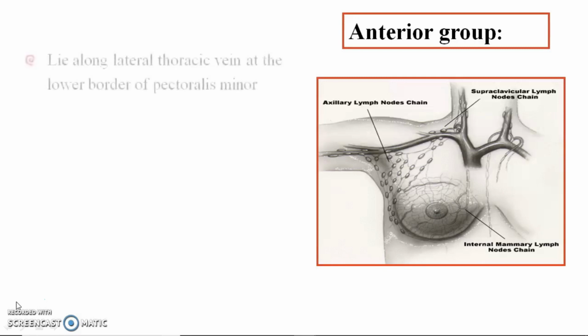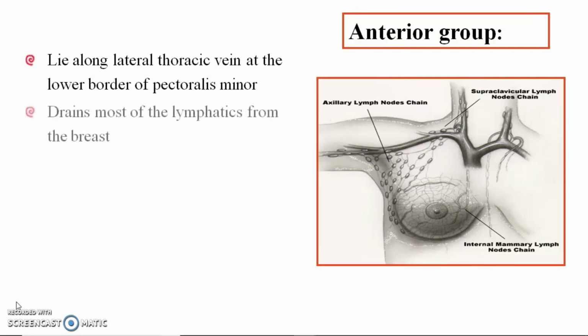About the anterior group, it is going to lie along the lateral thoracic vein. You have to remember this. Usually lymph nodes will be seen near or close to the veins present near its location. In the same way, the anterior axillary lymph nodes are present near the lateral thoracic vein, and they are related to the lower border of the pectoralis minor muscle.